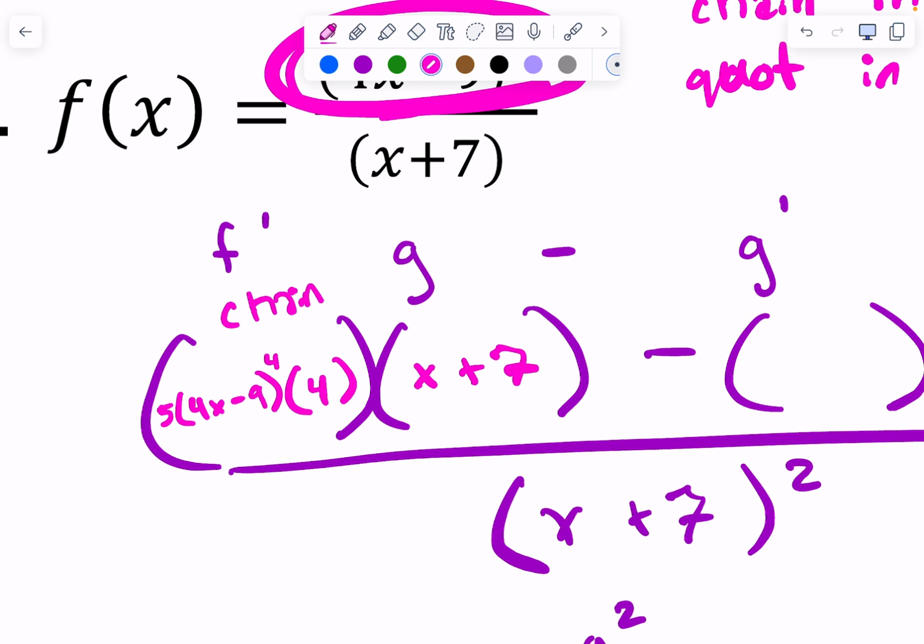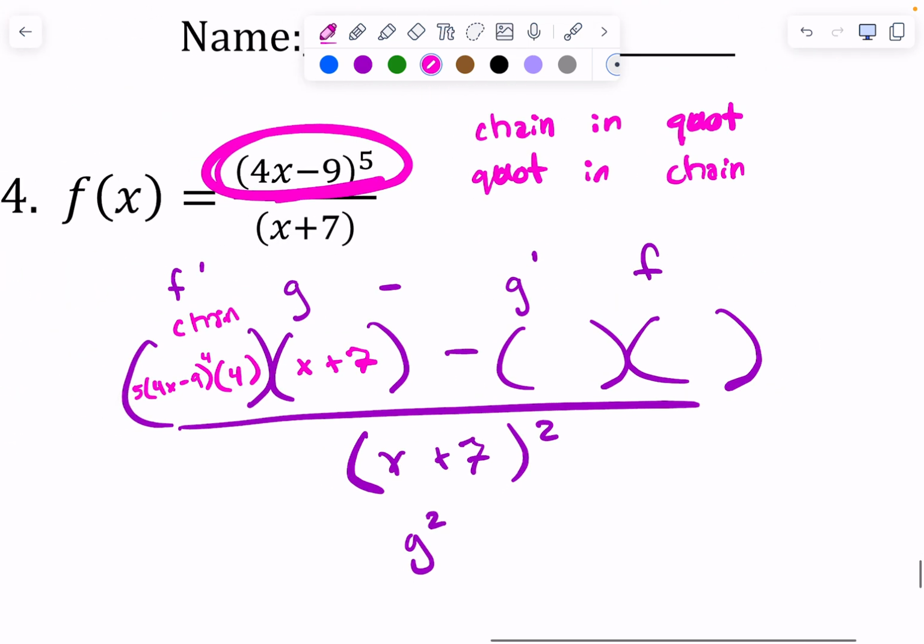X plus 7. Do you write the parentheses like I do? You know why I do that? So I don't forget a part. What if I run out of room? I don't care, it's easy for you to write. Are you listening to me? Listen to me.